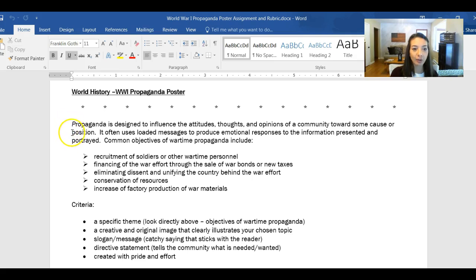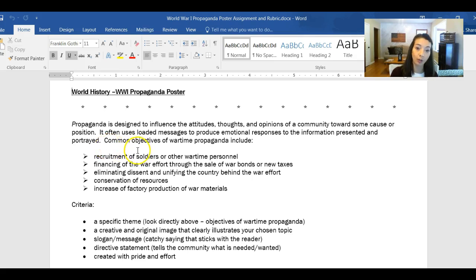And it gives you a description of propaganda. It says that propaganda is designed to influence attitudes, thoughts, and opinions of a community toward some cause or position. It's going to be very slanted, very biased and opinionated, okay? It often uses loaded messages to produce emotional responses to the information presented and portrayed.